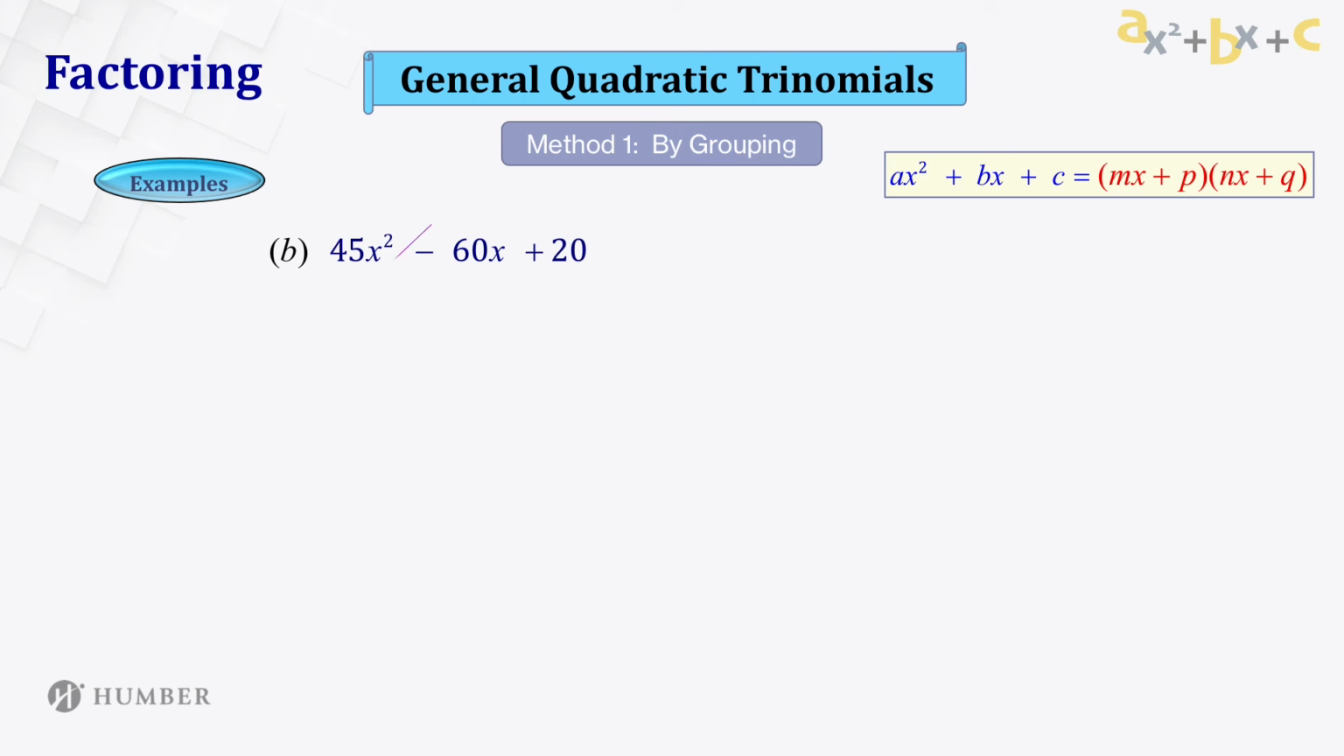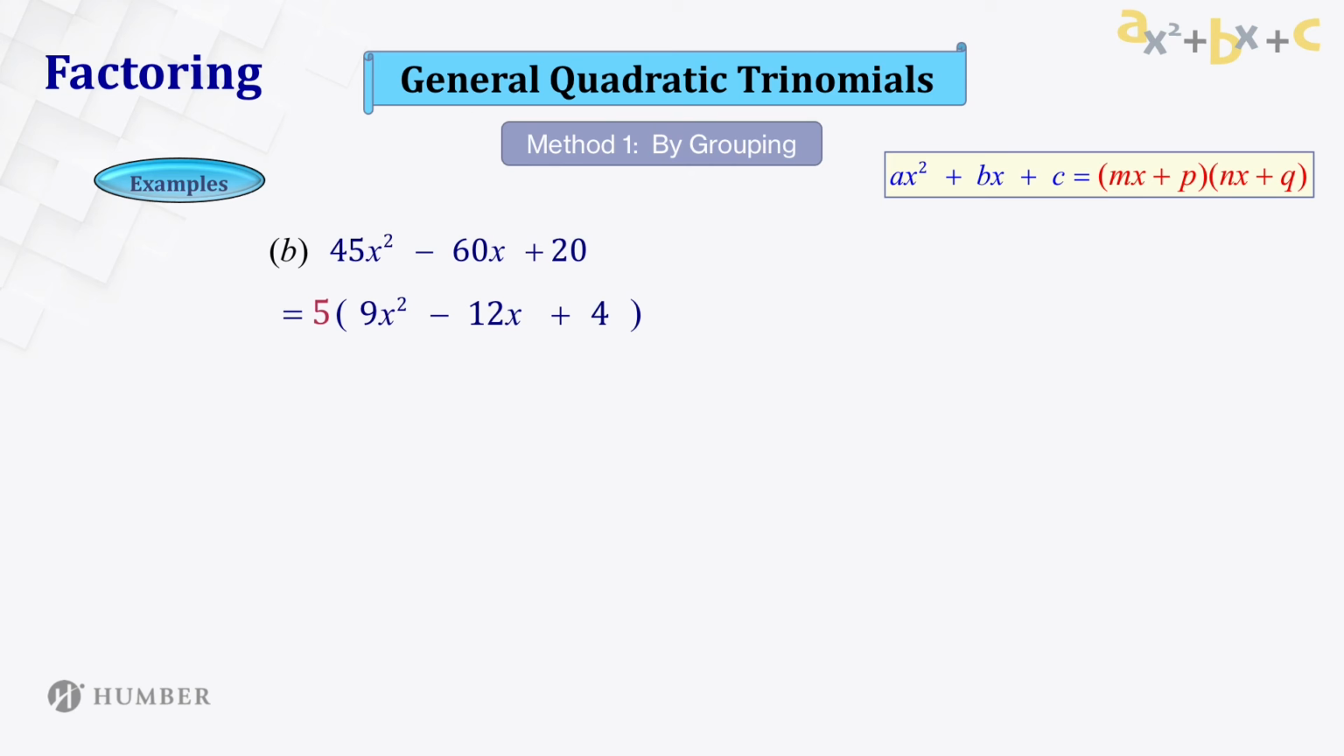We can see the common factor 5 in each term. Let's take the common factor 5 out from each term. We are left with 9x squared minus 12x plus 4 inside the bracket.